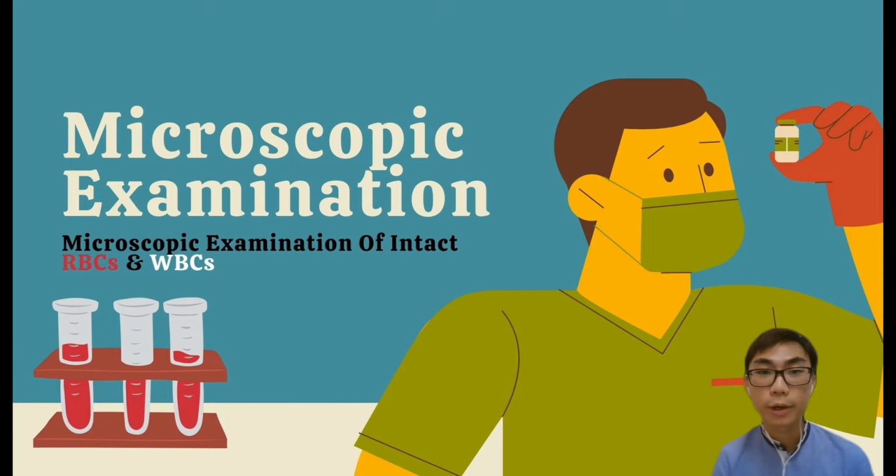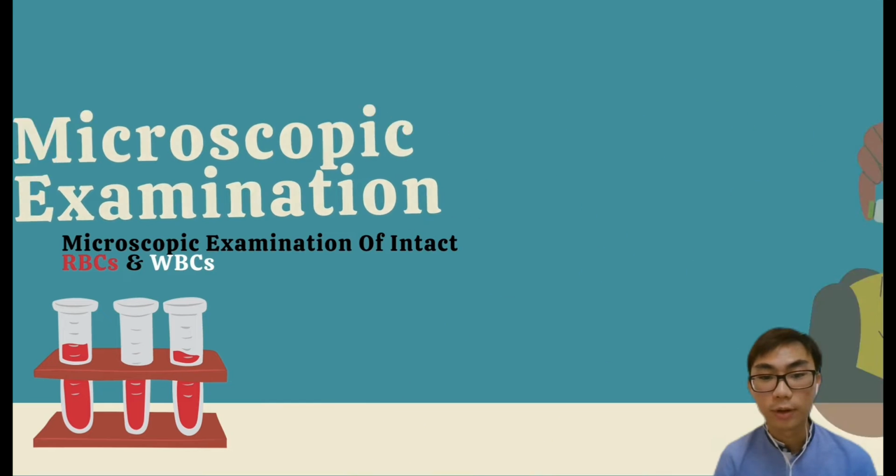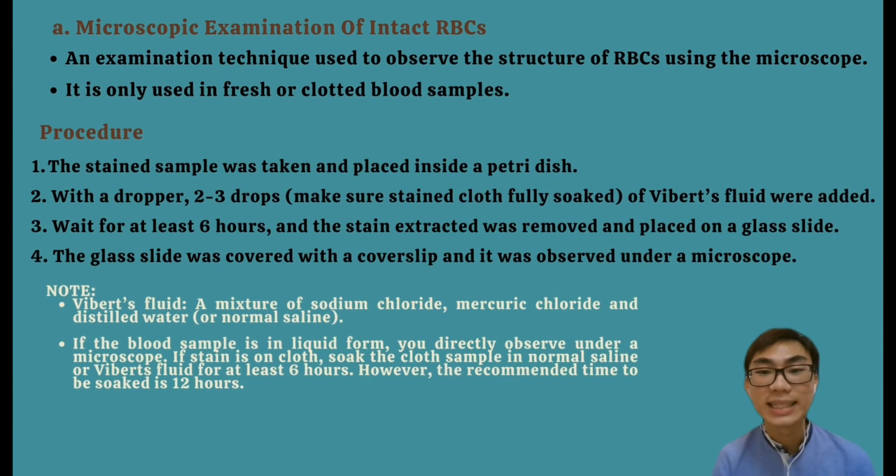So first of all, microscopy examination. We will have two types of microscopy examination, which are microscopy examination of intact red blood cells and white blood cells. First of all, microscopy examination of intact red blood cells is an examination technique used to observe the structure of red blood cells using the microscope, and is only used in fresh or clotted blood samples.